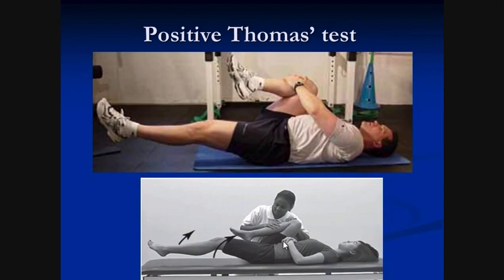Okay, I ask you a question. When can we see the fixed flexion deformity? In which condition can we see flexion deformity of the hip joint? Any idea? In osteoarthritis and avascular necrosis, we can identify fixed flexion deformity of the hip joint.